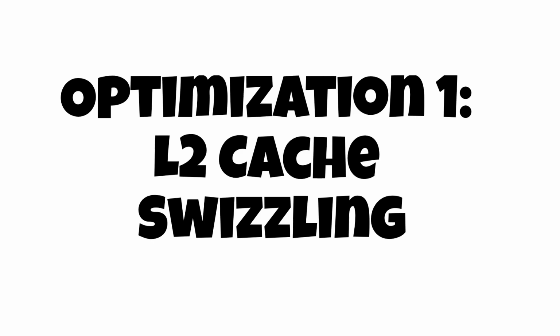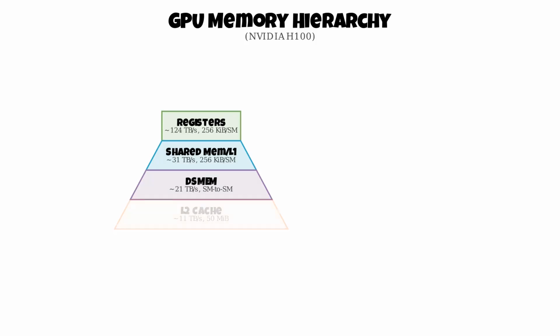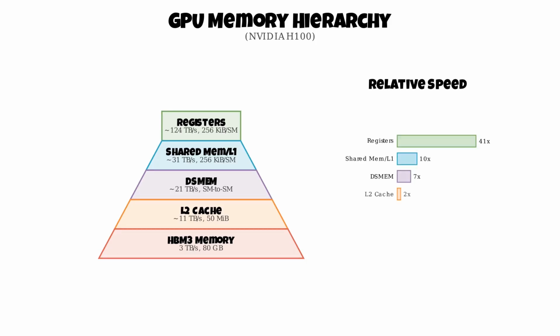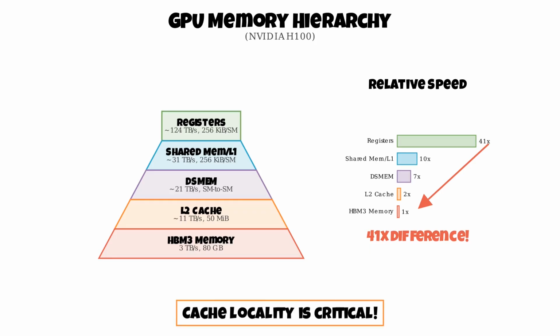The bottleneck is memory bandwidth and how we use the memory hierarchy. Let me show you the GPU memory pyramid. At the top, we have registers, incredibly fast. Then shared memory, on chip, really fast. Below that is L2 cache, and at the bottom is global memory on your GPU RAM. The speed differences are huge. Global memory is many times slower than shared memory.